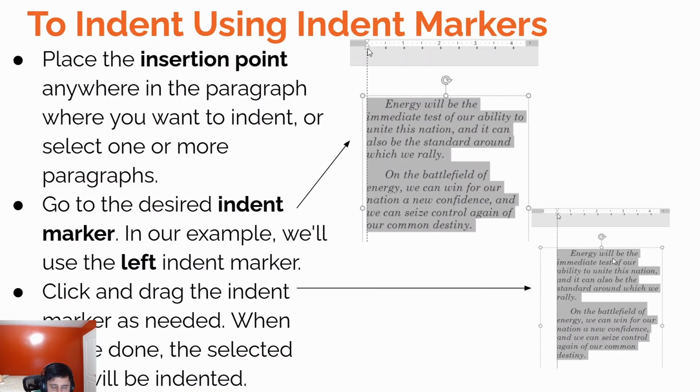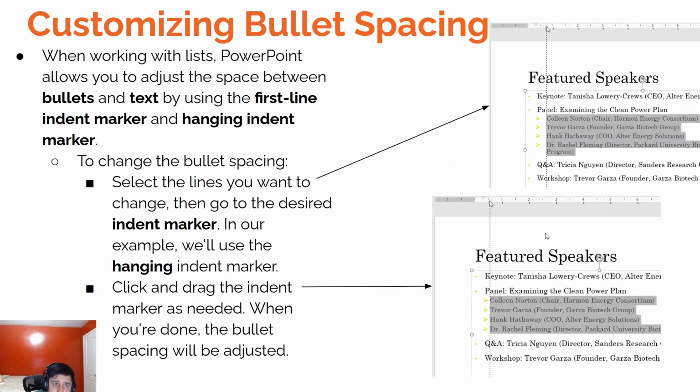Then, to indent using indent markers, we place the insertion point anywhere in the paragraph which we want to indent, right? Then go to the desired indent marker and click and drag it, right? And it will shift for you.